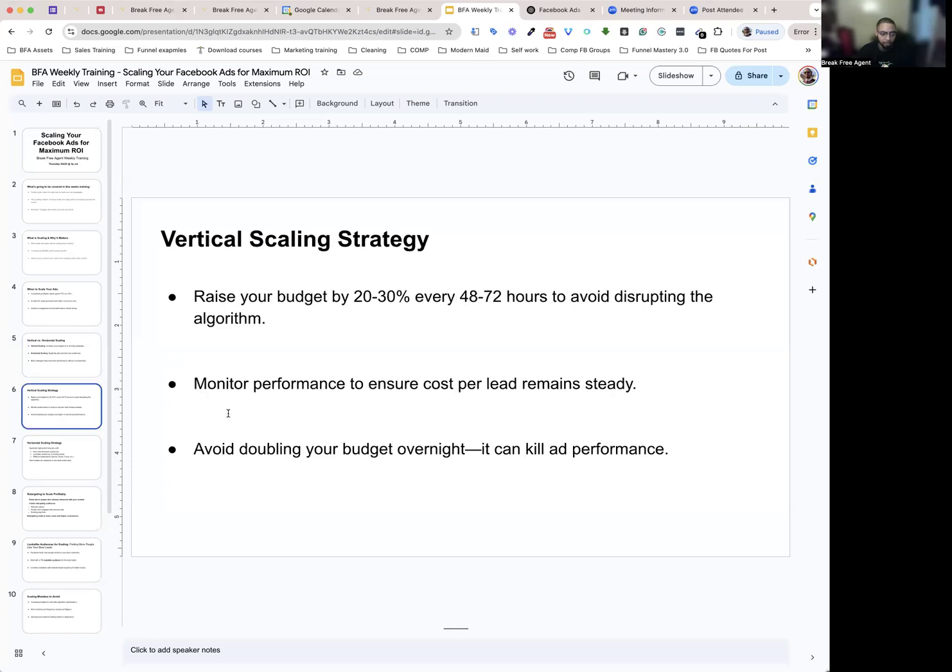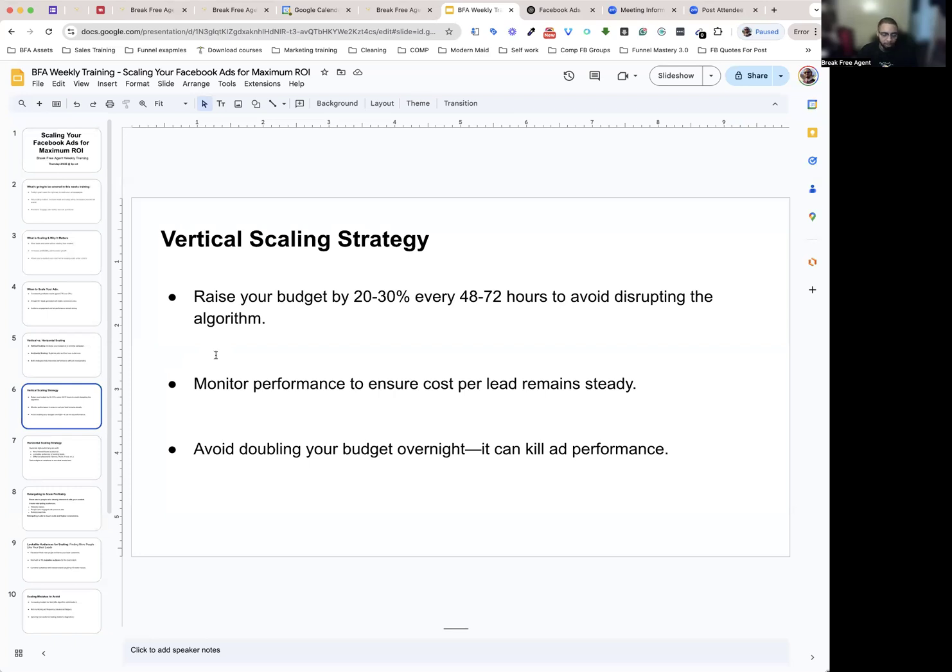All right, now the vertical scaling strategy. When it comes to raising your budget, you can't go crazy. You can't increase your ad spend too much. It needs to be based off of how much you're spending at the moment. Raise it between 20 to 30% every 48 to 72 hours to avoid disrupting the algorithm.